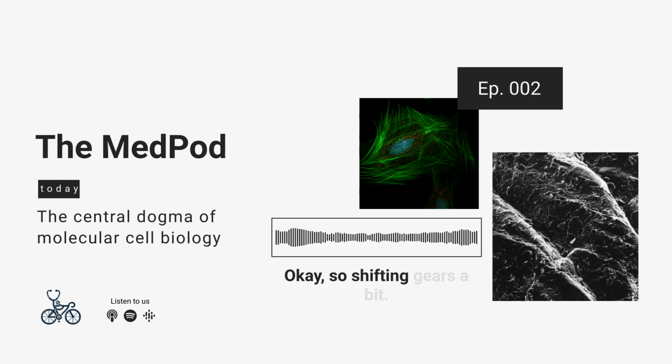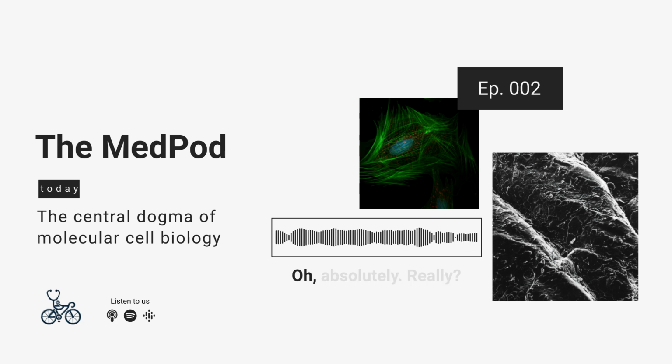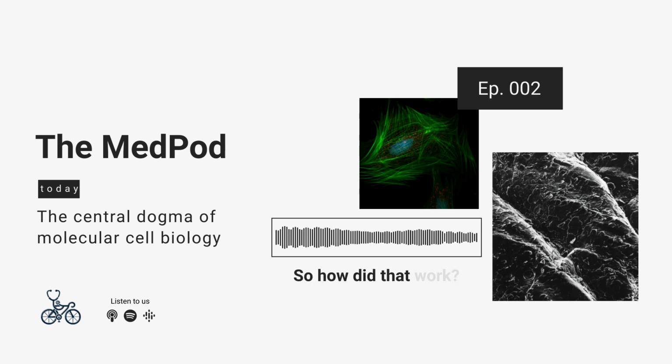Okay, so shifting gears a bit. Yeah. What about manipulating gene expression? Can scientists turn genes on or off? Oh, absolutely. Really? Yeah, and we call that gene expression inhibition. Okay. And it's a super powerful tool for figuring out what genes do, and even for developing therapies. So how does that work?